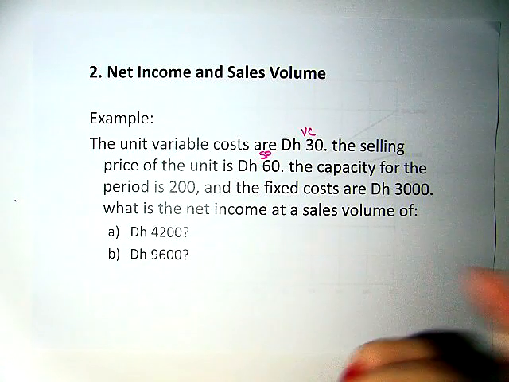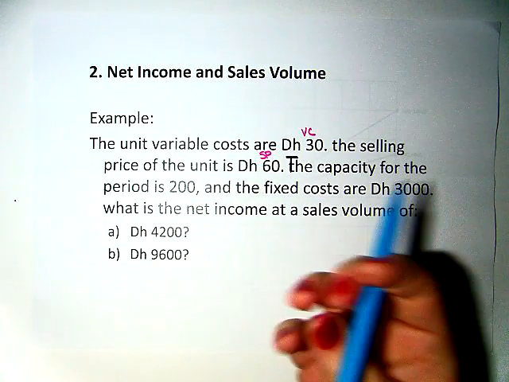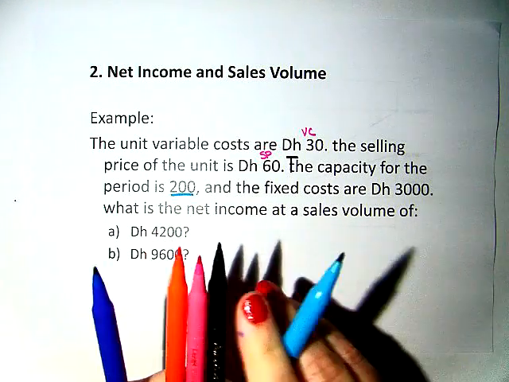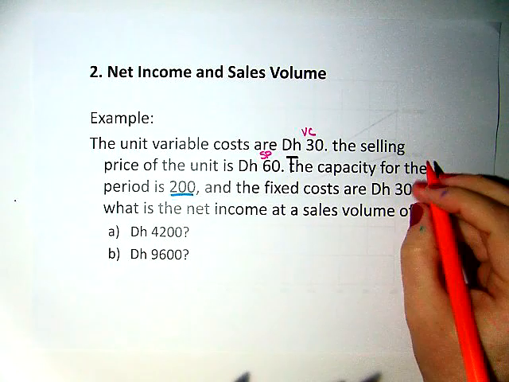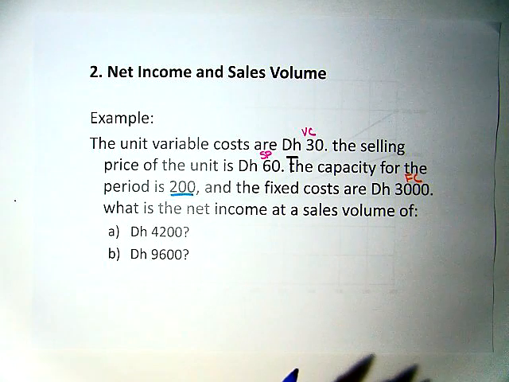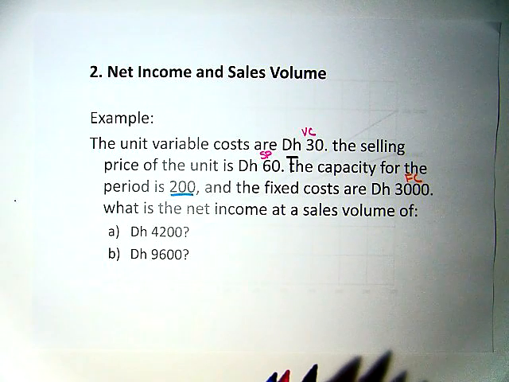The capacity for the period is 200. So that would be my quantity. Well, not my quantity, but the capacity. And the fixed costs are 3,000. So it's just like the previous example. What is the net income at a sales volume of 4,200 and 9,600?